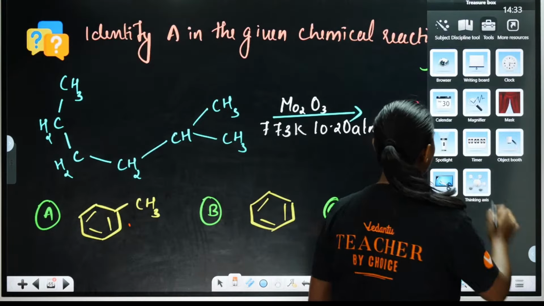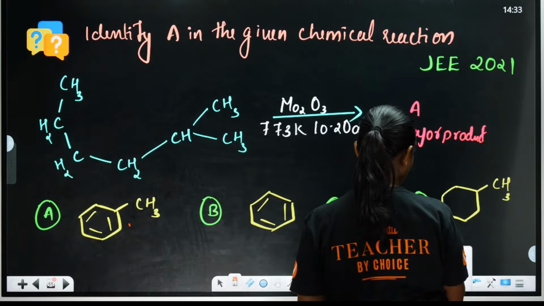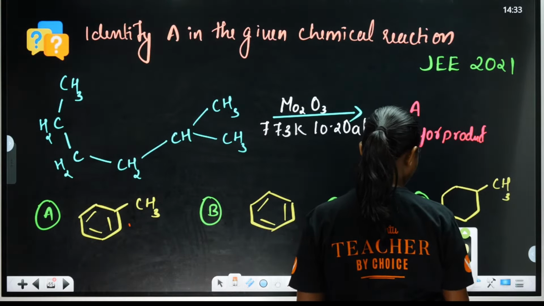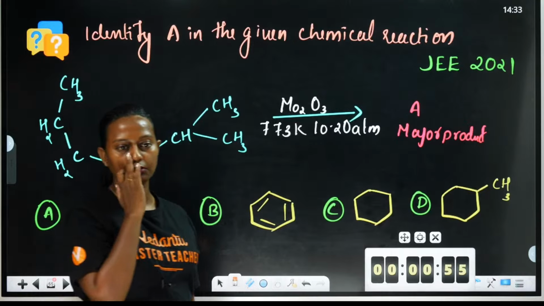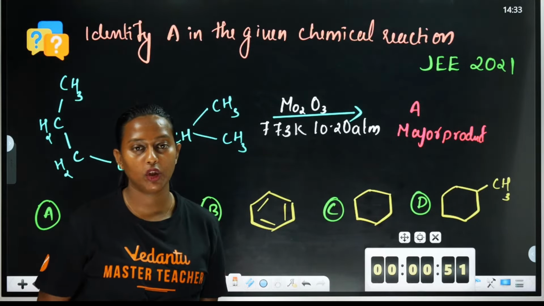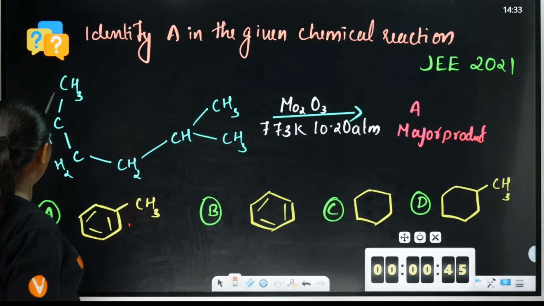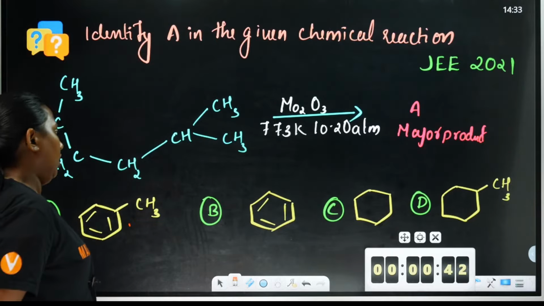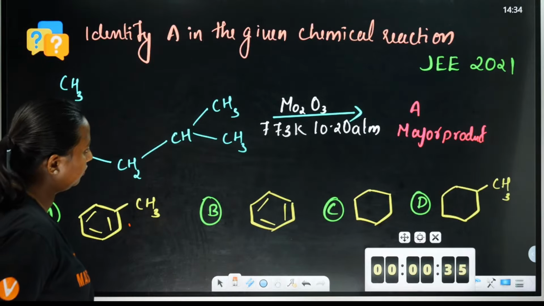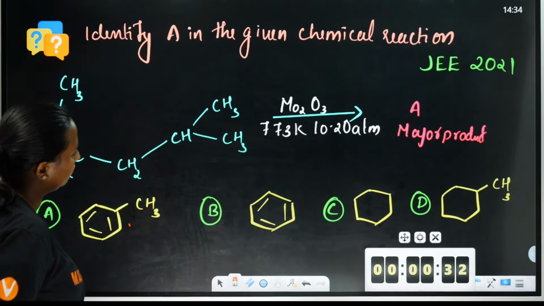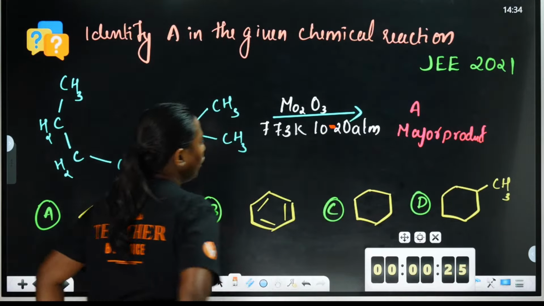Then I will give you a question from JEE 2021. Everyone look and answer, it is very easy. Okay, your time starts now. Identify A in the given chemical reaction. Ten to 20 atm pressure. Okay, 10 to 20 atm pressure.